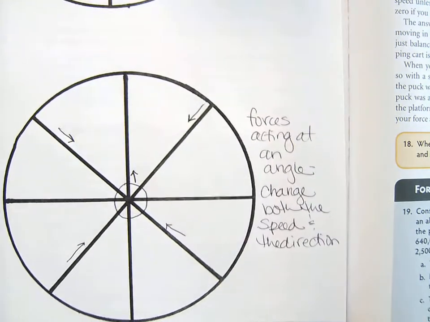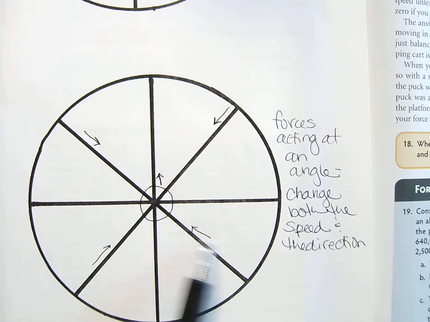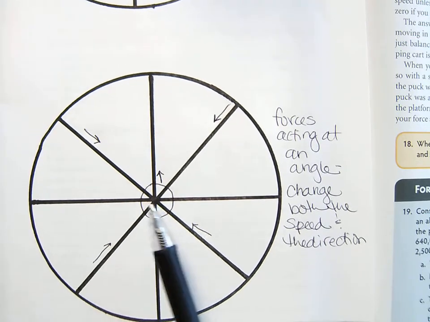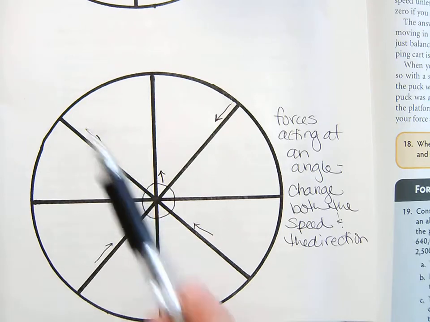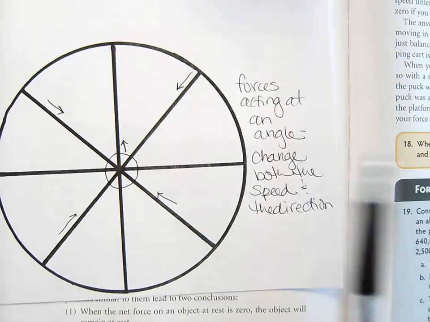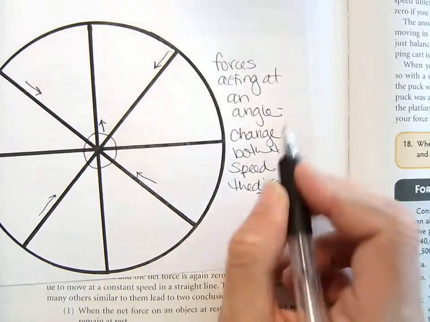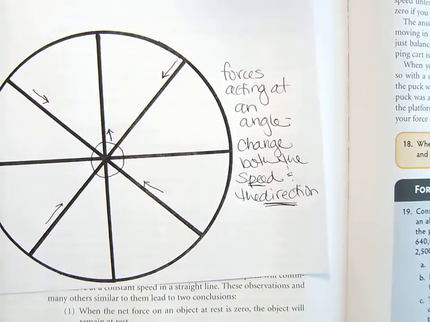Now, sometimes, depending on the exact angle and the exact strength of the force, it'll be just enough force to change its direction, but its speed will stay constant. It just kind of depends on the strength of the force. But forces acting at an angle will always change the direction, and usually it'll change the speed as well.